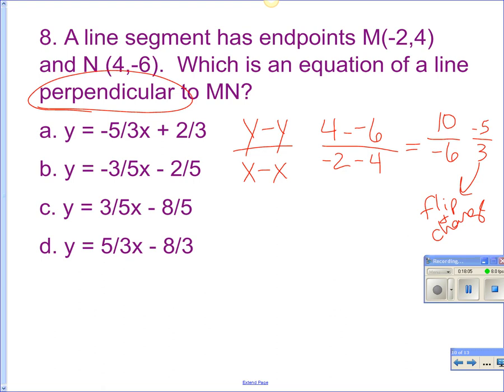Dylan, what would -5/3 become? 3/5. That's my new M. Gracie, which answer choice has M as 3/5? C. So your final answer is 3/5 x minus 8/5.